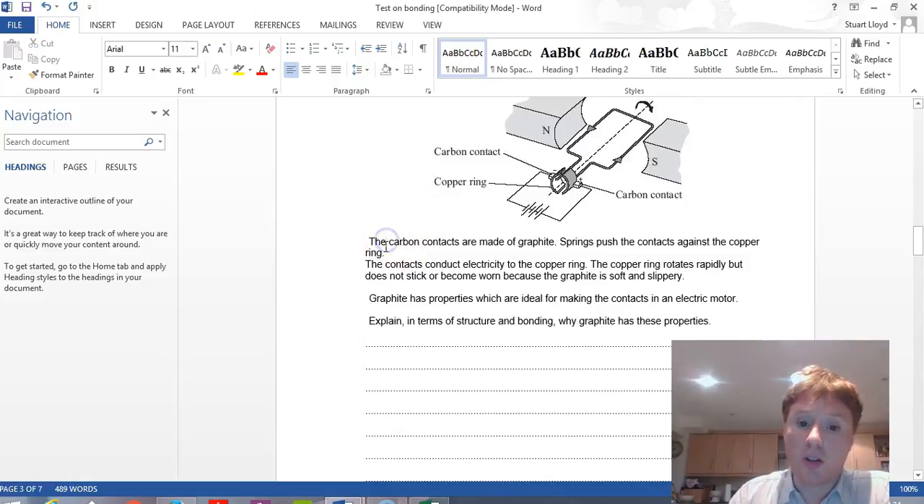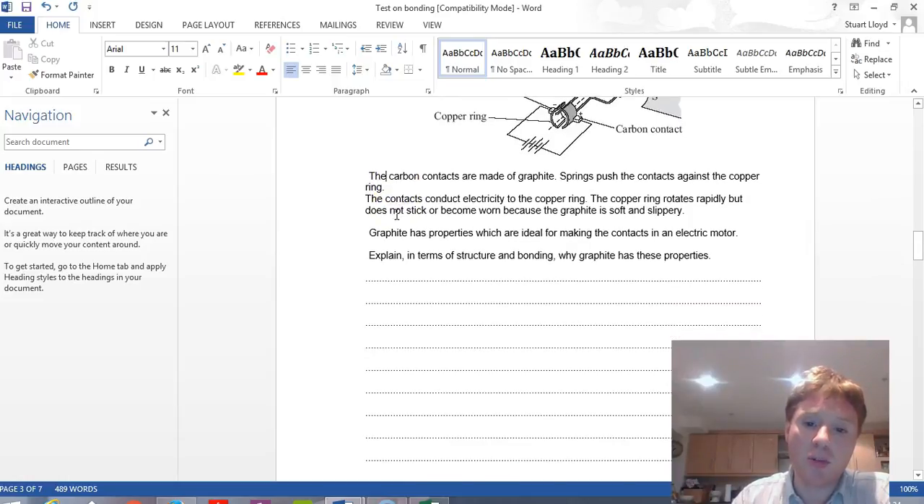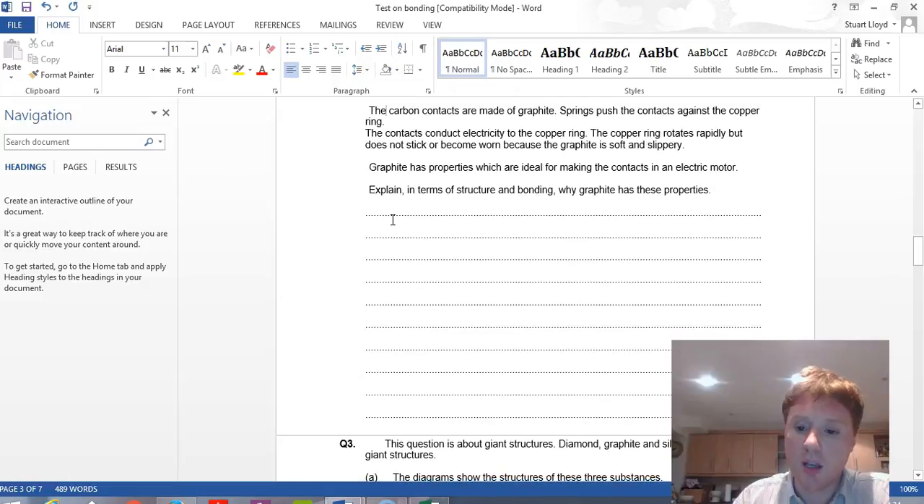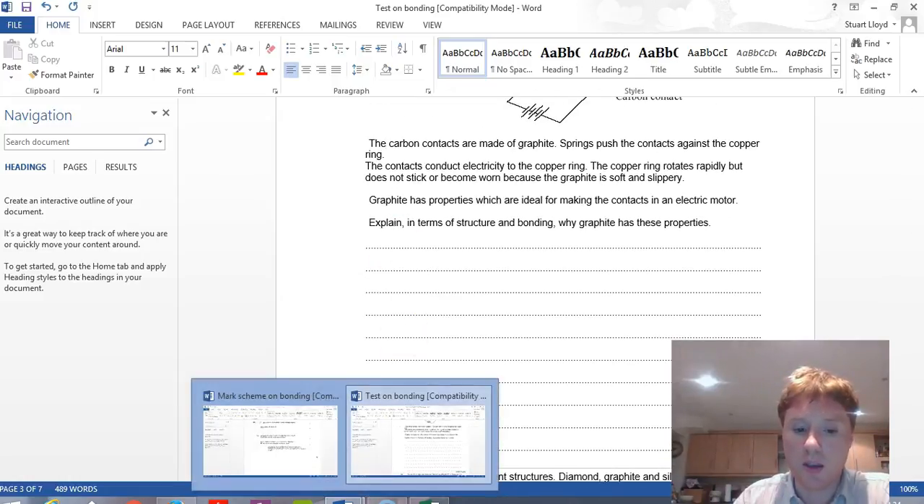The carbon contacts are made of graphite. Springs push the contacts against the copper ring. The contact conducts electricity to the copper ring. The copper ring rotates rapidly but does not stick or become worn because graphite is soft and slippery. Graphite has properties which are ideal for making the contacts in an electric motor. Explain, in terms of structure and bonding, why graphite has these properties. 5 marks. If you want to give it a go, off you go. Right.